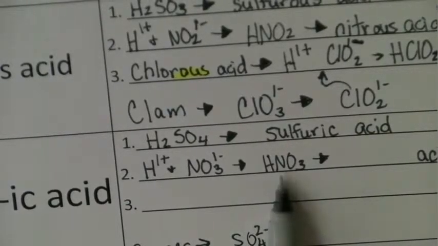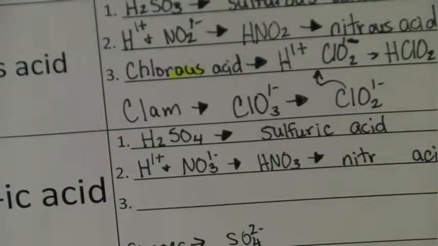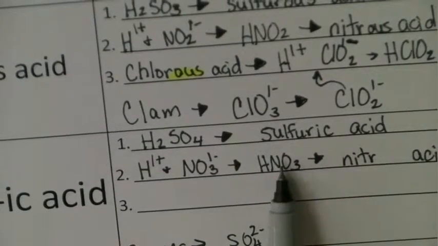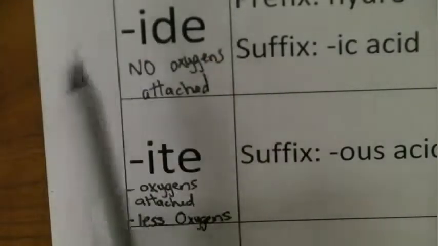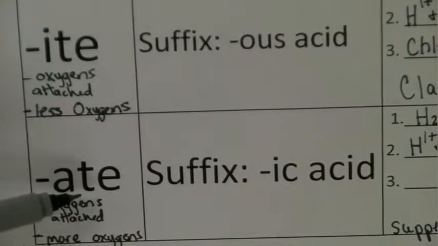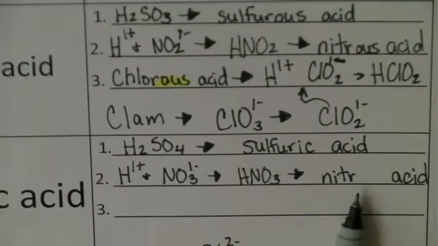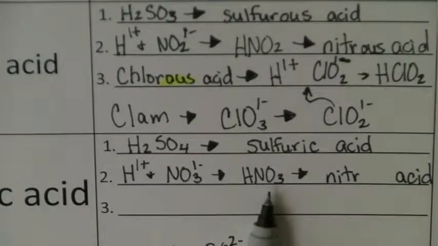So your base obviously is nitrogen, so we're going to put our NITR. And now you need to figure out your suffix. If it's NO3, first off, oxygens attached should tell you it's not ide. If there's no oxygens attached, it's definitely not ide. So then you have ate and ite as your options. So this is either nitrous acid, or nitric acid. So you just need to decide, is this nitrate or nitrite?